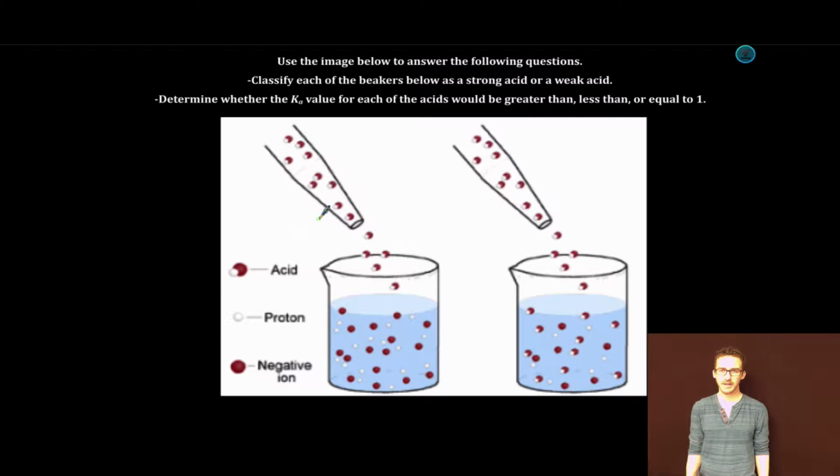Sup, Chem peeps? Let's keep going with strong and weak acids and bases. It says use the image below to answer the following questions. 1. Classify each of the beakers below as a strong acid or a weak acid.